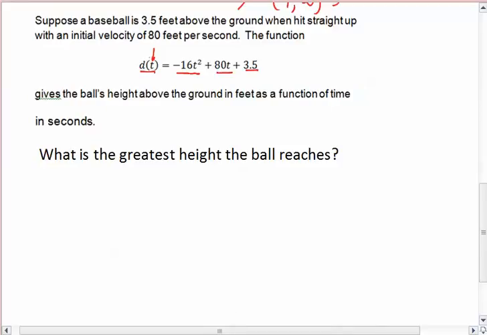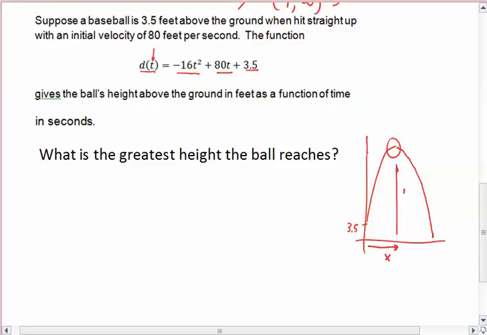It says, what is the greatest height of the ball? Well, here's what we're talking about. Let's just give ourselves a little sketch. We hit it at 3.5 feet above the ground. It's going to go straight up, and then it's going to come back down like that. Now, we want to know what's the height that it reached? Well, if I could figure out the vertex, right, the x value, I could find the y value. In other words, what's the vertex of that thing?